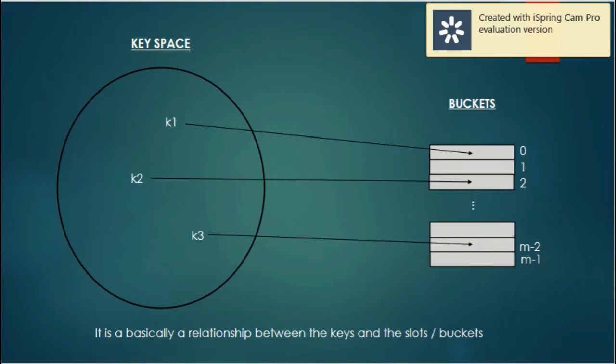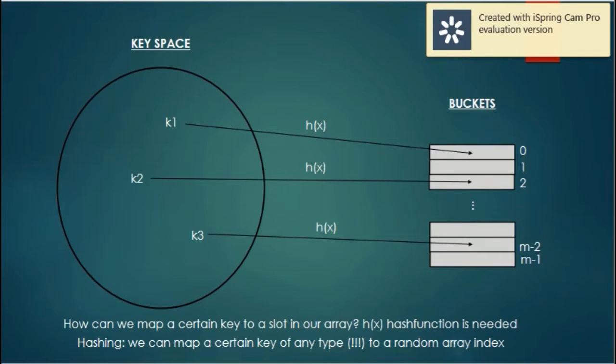So, in key space, these keys are the email addresses denoted as K1, K2 and K3. So there is a relationship between the keys and the array slots. We map keys to the array indexes by hashing, which is h(x). So how can we map a certain key to a slot in our array? A hash function is needed. We can map a certain key of any type to a random array index in hashing.